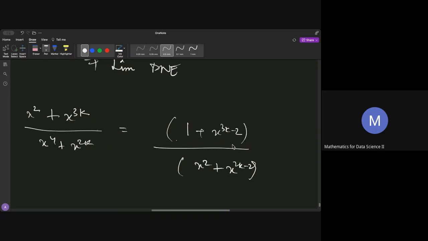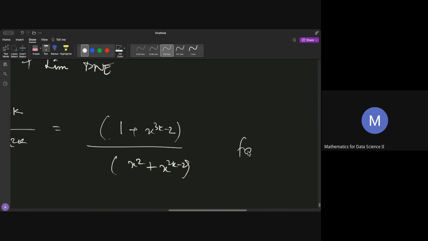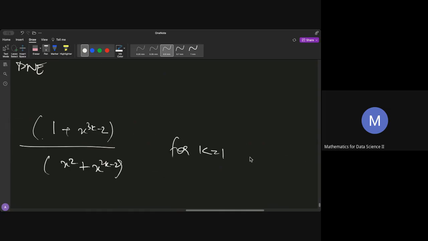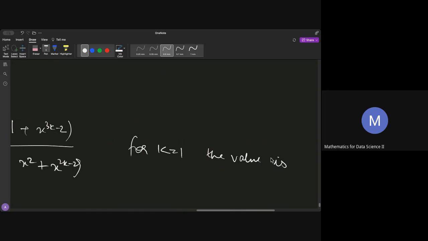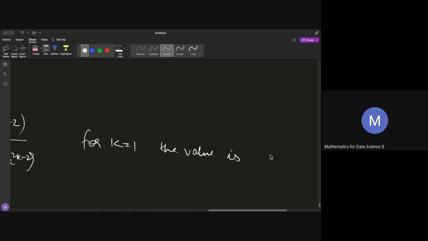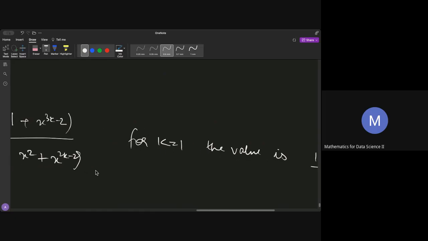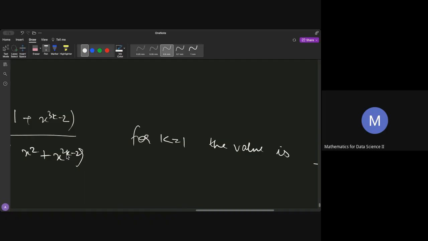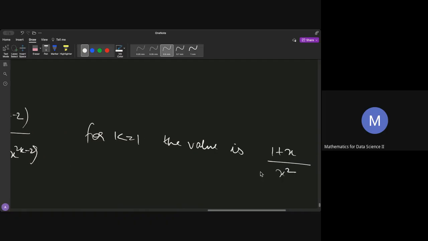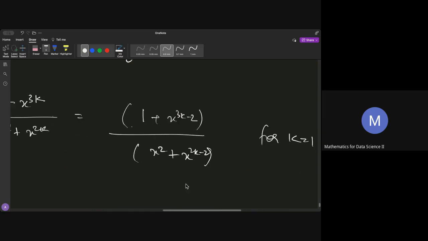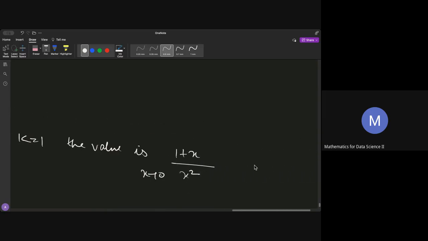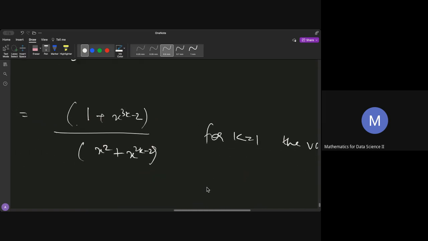Now let's take k equals 1 first. For k equals 1, the value is 3 minus 2, so it will be 1 plus x, and this is 1, right? So 2k minus 2 will just be 0. This will be x square. What's the limit of this when x tends to 0? This is infinity, right? So from this one, you will get infinity.